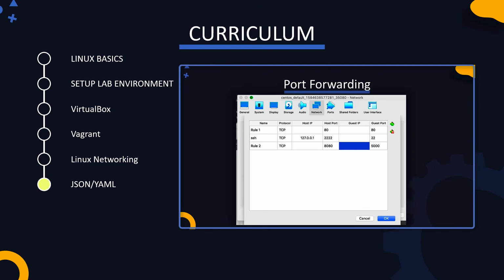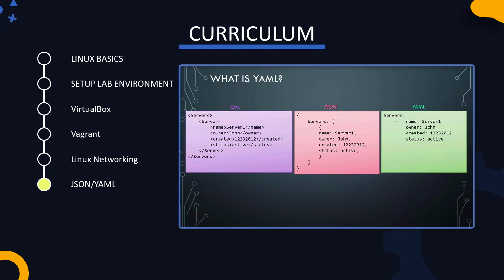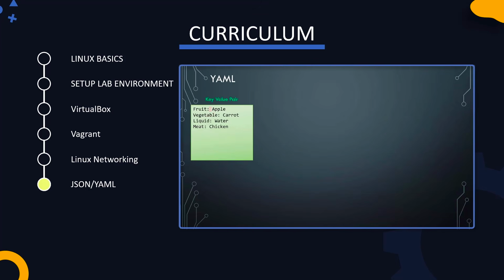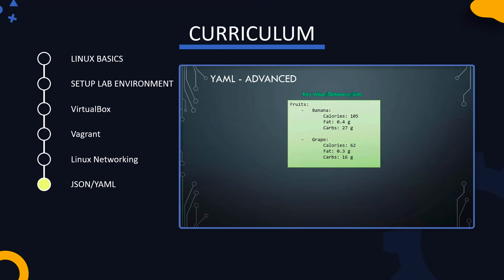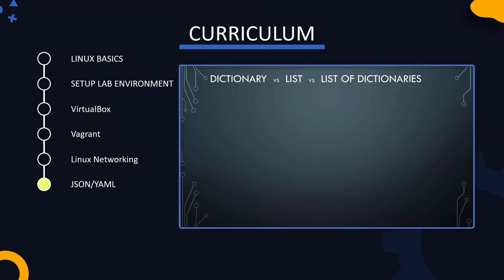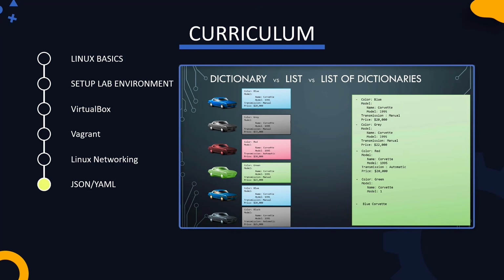We also look at some of the commonly used data structure languages like JSON and YAML. Automation tools like Ansible use YAML to develop playbooks, and Docker and Kubernetes use it for building definition files. So we have a lot of fun challenges that will help you practice this.